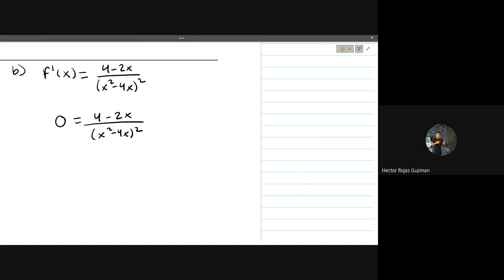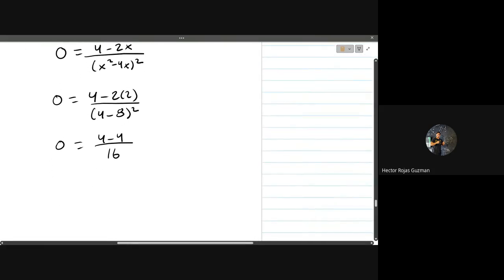Now, technically, you could solve for x, but we're not looking for max or mins. We're just checking if there is a max or min at a particular point. So you can just plug in 2 to see if it does give you 0. 4 minus 2 times 2 divided by 2 squared minus 4 times 2. 4 minus 4 divided by negative 4 squared. The denominator doesn't matter. What matters is the numerator.